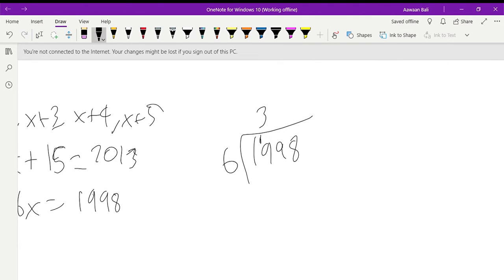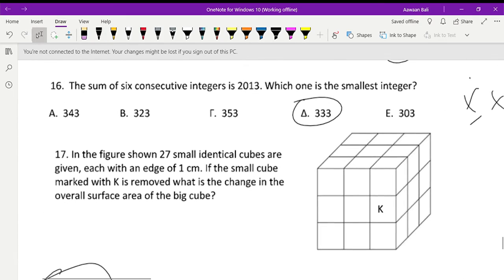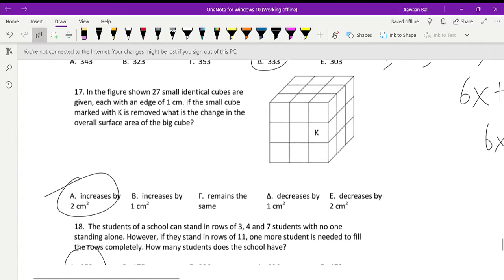First we get the free and then remainder 1, free again, remainder here and free. So therefore the answer when it says which one is the smallest integer is delta 333.